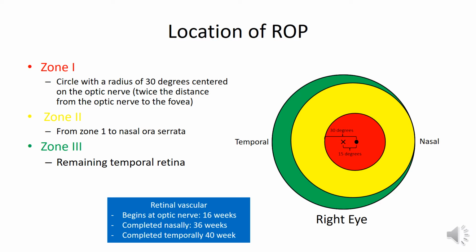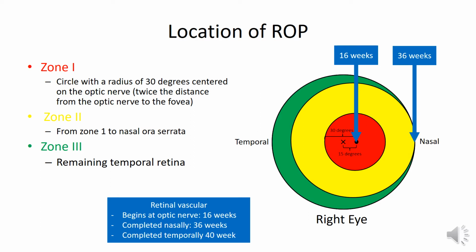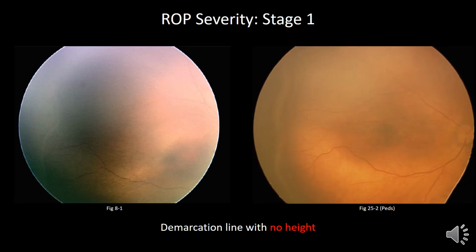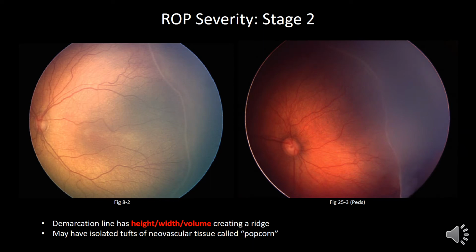Embryologically, retinal vascularization begins at the optic nerve at approximately week 16 of gestation, then proceeds outward radially from the optic nerve head to the periphery, and is completed nasally by approximately 36 weeks gestation and temporally by 40 weeks gestation. Stage 1 is defined as the presence of a demarcation line with no height or elevation between the vascularized and non-vascularized retina. Stage 2 is the presence of a demarcation line with height, width, and volume creating a ridge.